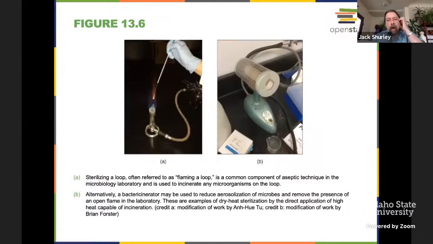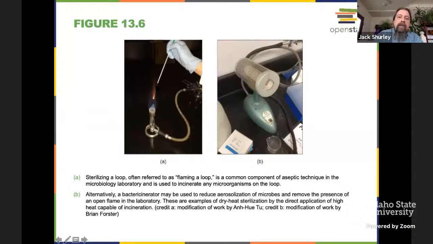So the Bunsen burner is something that you're all familiarized with for sterilizing the loop, or flaming the loop, as we say down below. This is one of the key features in aseptic technique.